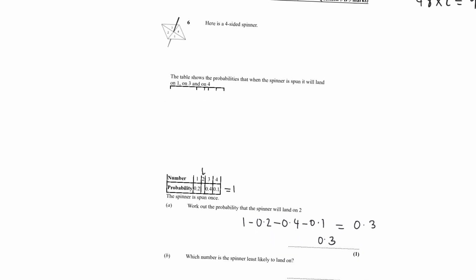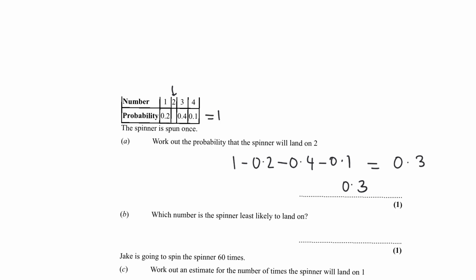Then it says which number is the spinner least likely to land on? Well, it's least likely to land on the one with the smallest probability. And as we can see from our table, the one with the smallest probability is the probability of it landing on a 4, because the probability of a 4 is 0.1, which is the smallest number.